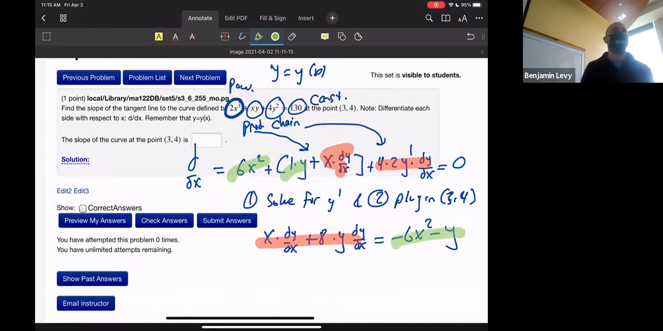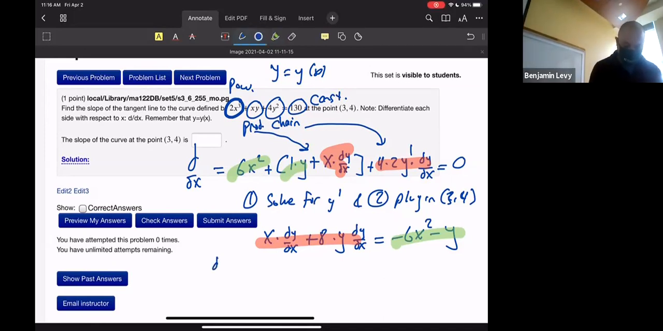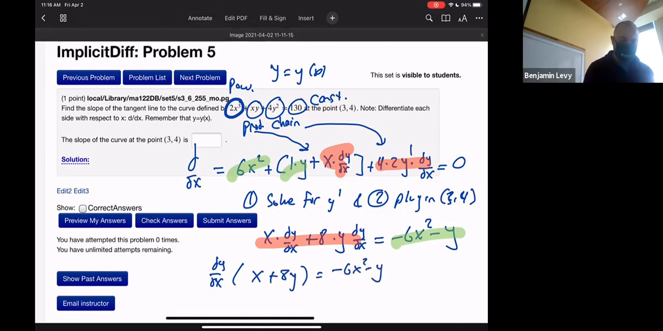Because what's the next step? We just did this on the last one, right? We got rid of the y primes on one side, we kept them on the other side, and then what do we do? What's the point of that? To solve for y prime, but how do we do that? There's 2 of them currently on the left side. We're going to factor it out, right? So we pull the dy dx out. We've got x plus 8y left. And this is how we're able to get it by itself, right?